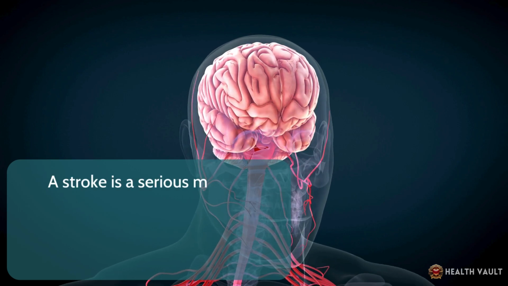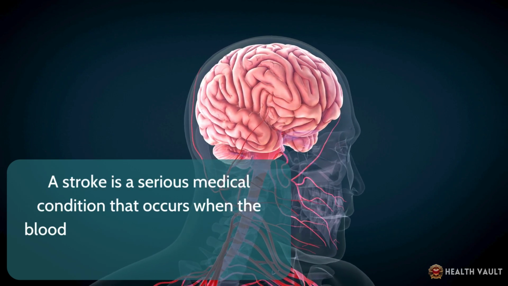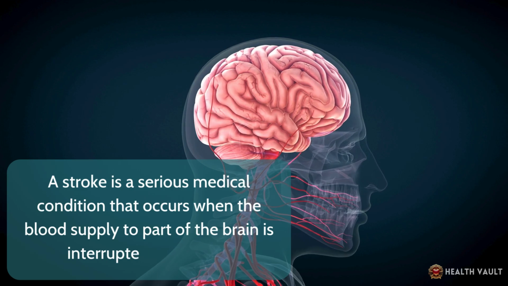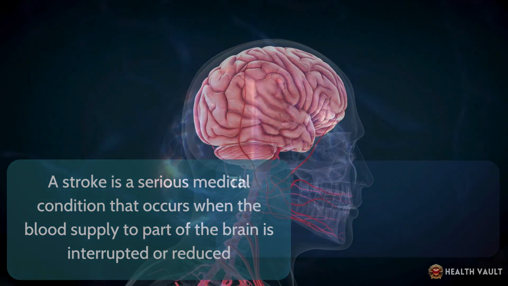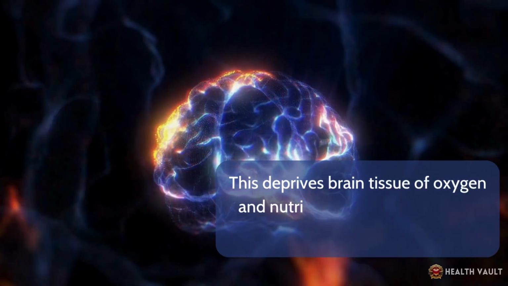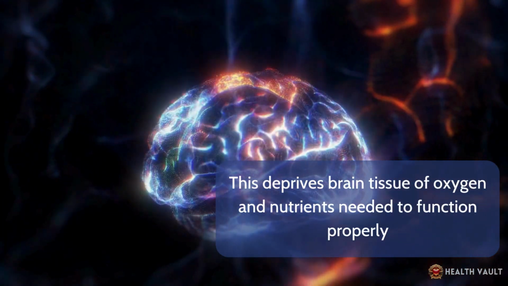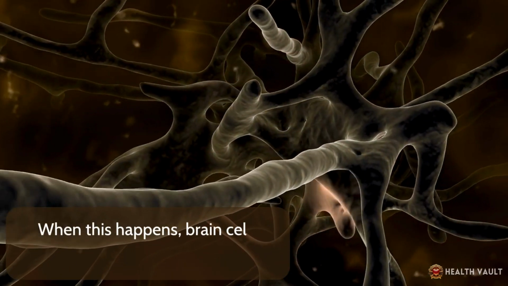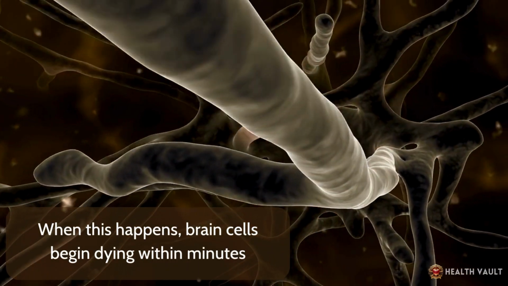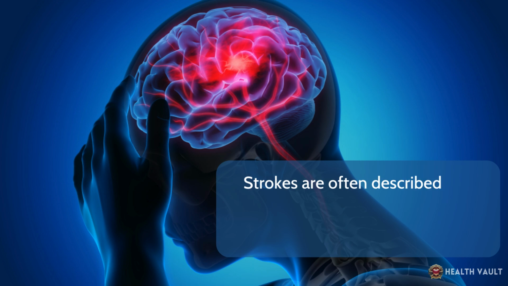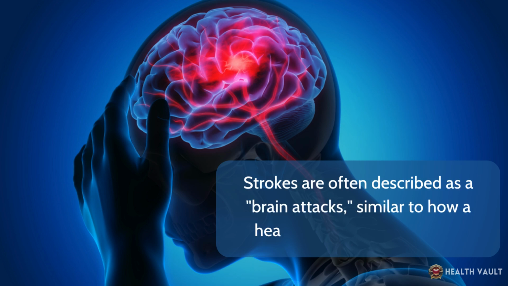A stroke is a serious medical condition that occurs when the blood supply to part of the brain is interrupted or reduced. This deprives brain tissue of oxygen and nutrients needed to function properly. When this happens, brain cells begin dying within minutes. Strokes are often described as brain attacks, similar to how a heart attack affects the heart.